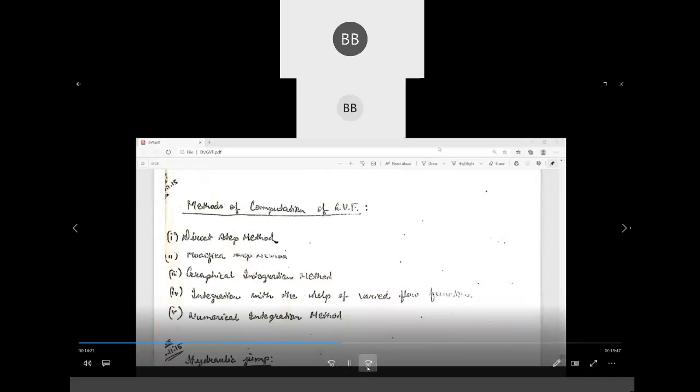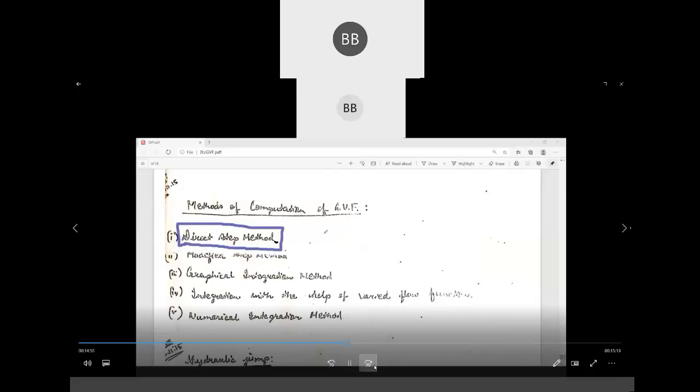This is not in your syllabus, or I think the direct step method is there in your syllabus. Let's see. We'll try to solve using one method the gradually varied flow equation. But those are not much important in your syllabus, because when you go for a master's degree you do all these things. But you should know the methods. What are the methods we are going to use for solving the gradually varied flow equation?